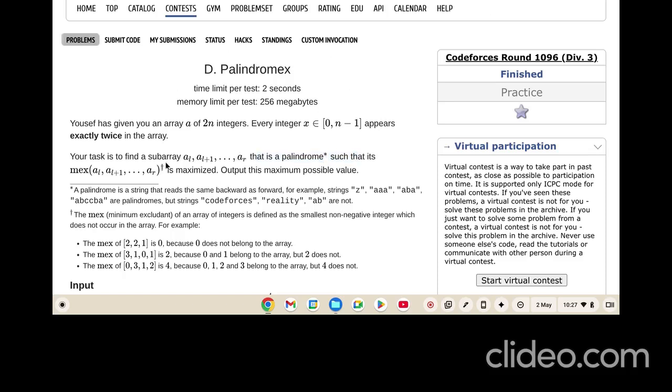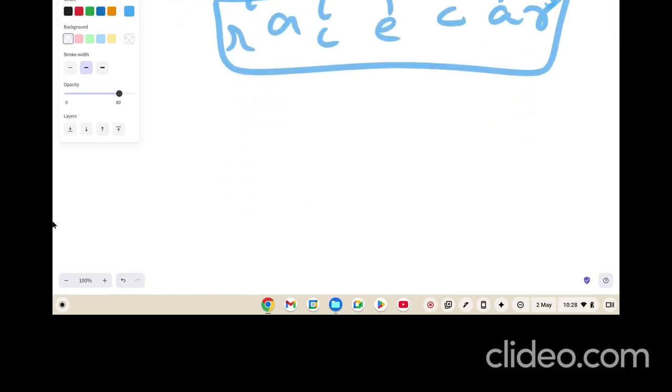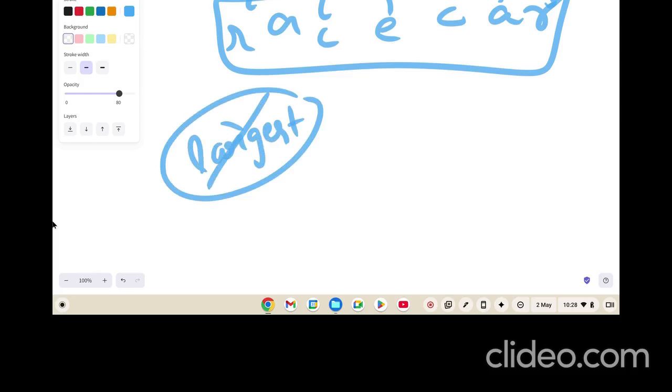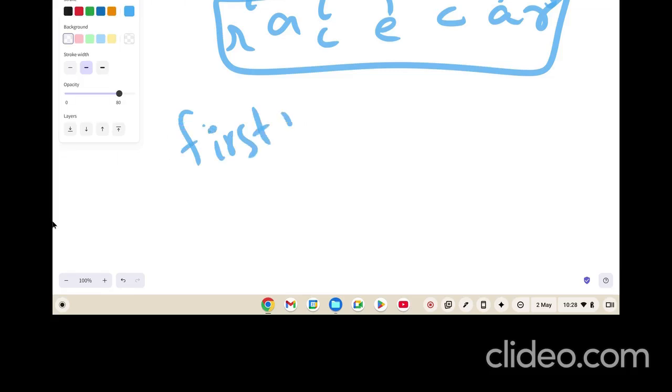So we need to find a palindrome such that its max value is maximized. Output the maximum possible value. Now what is max? Max is the first missing number, not the largest missing number. Largest would be the wrong word. The first missing number in the given array.